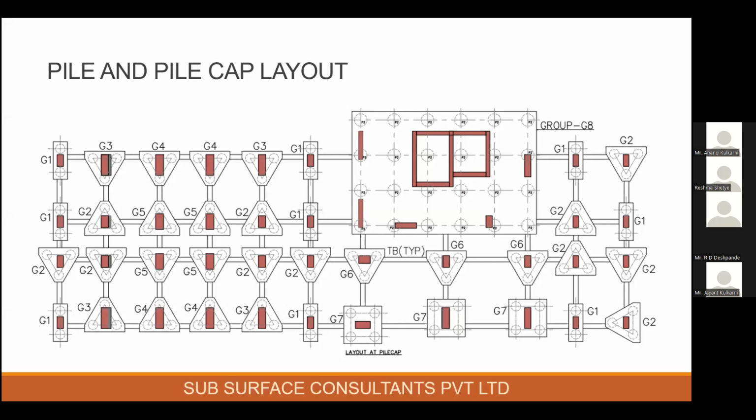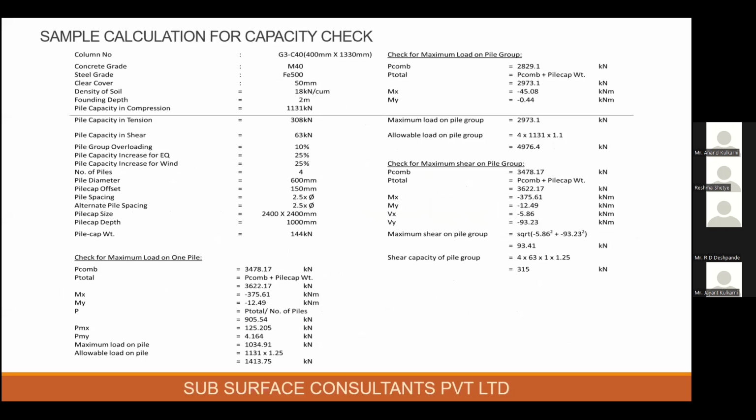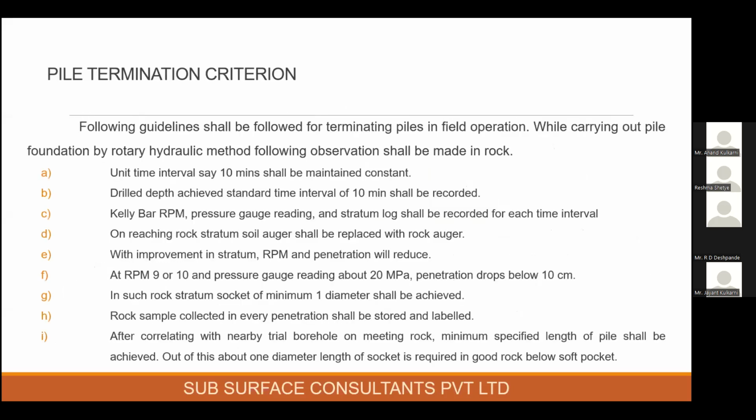Now for this, what are the termination criteria specified? Let us look at that. These are calculations defining the way the number of piles is calculated and all that. I will not go much into this, but look at the pile termination criteria. We fixed the unit time interval as 10 minutes, which was kept constant. Drill depth achieved in a standard time interval was recorded. Then kelly RPM, pressure gauge reading, and strata log have to be maintained with each interval.